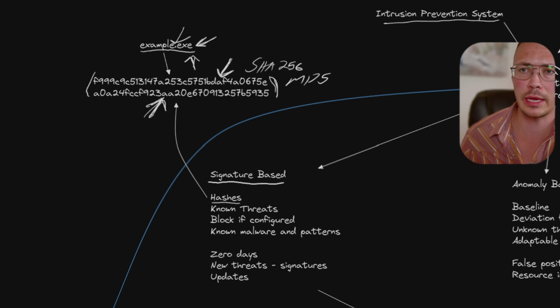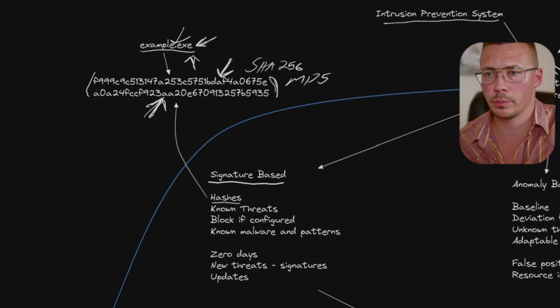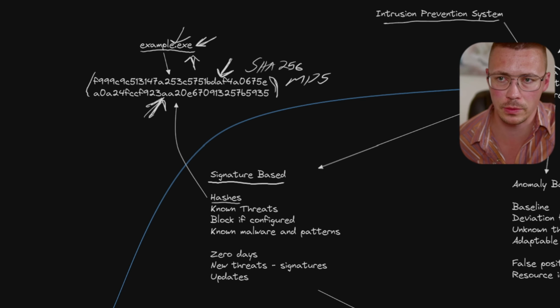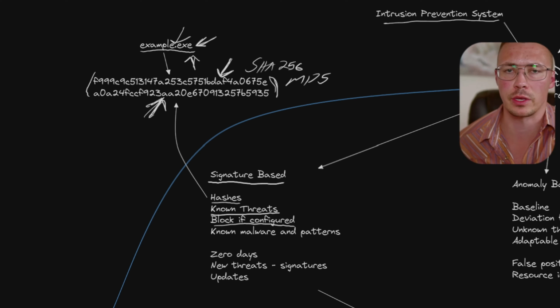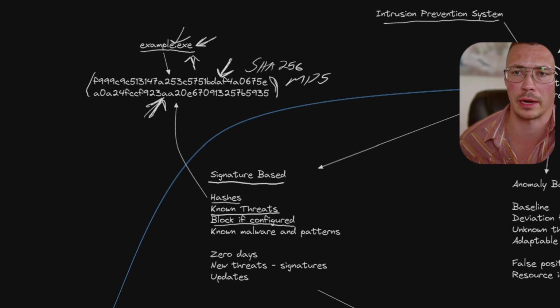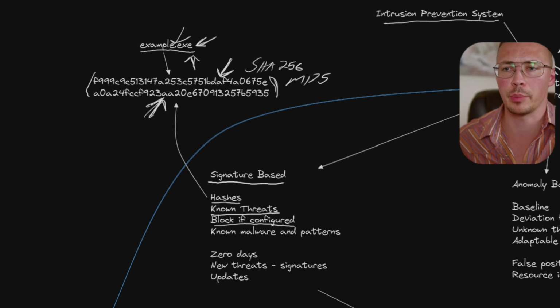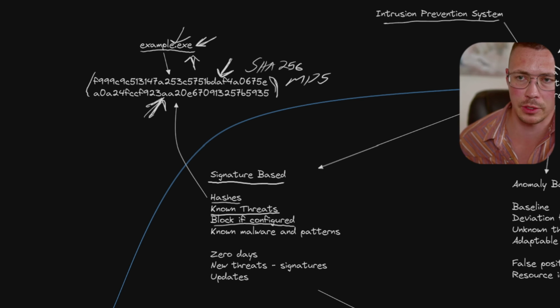Like a unique identifier gets assigned to a piece of malware, for example. So let's talk about that more. Signature-based detection will block known threats, and it will block if it's configured. Like I said, if you have it set to IDS, it's not going to block automatically. But if you have it set to IPS, it will block. And this also depends on the signatures because you can customize it.